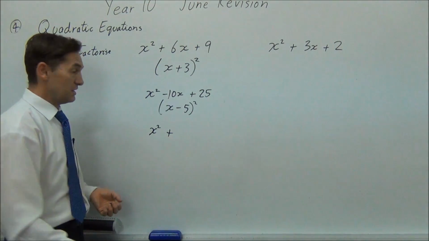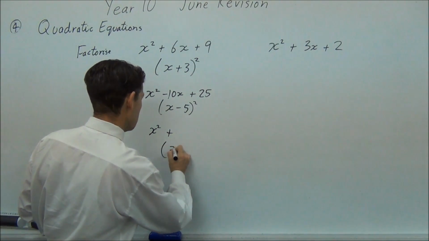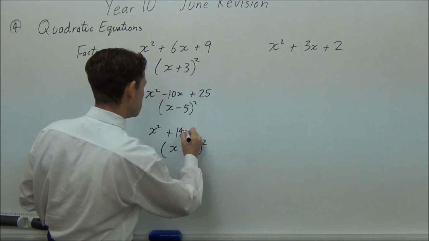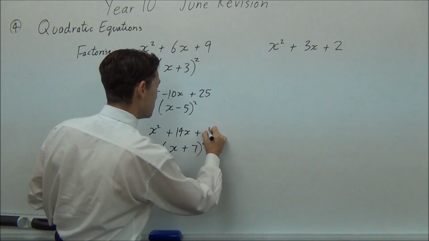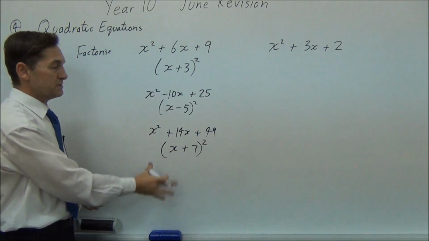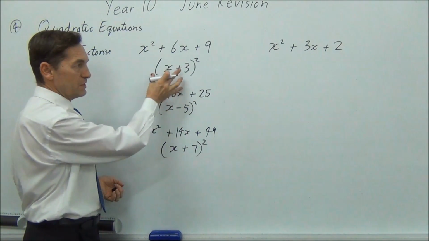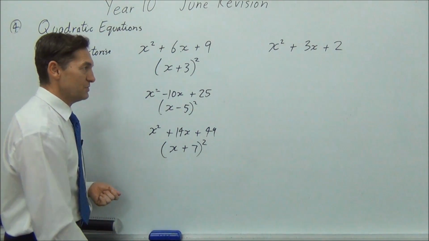You can do another one, x squared, and I'll do a plus this time. Double the middle number, pick any number, so 7, so x plus 7 squared, so double it, we have 14x, and square it is 49. And that's the same pattern. So anytime you've got that sort of pattern, you know you're going to have a perfect square. All right, keep that in mind.